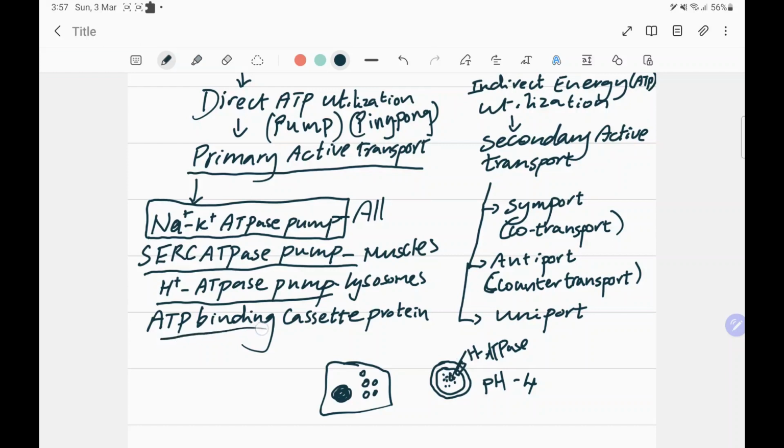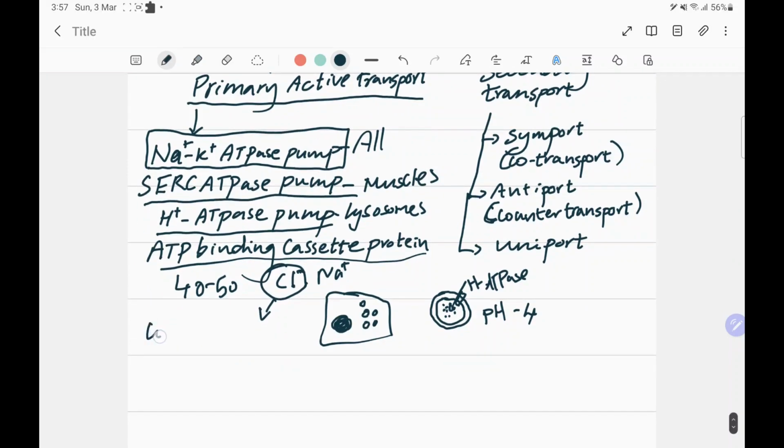Then you have ATP binding cassette proteins. These are a family of proteins, transporter molecules. There are around 40 to 50 that are known to exist, and they transport different ions, cholesterol, lipids, ions like chloride especially, and even sodium. And if this is mutated, especially the chloride transporter, you get a condition called cystic fibrosis.